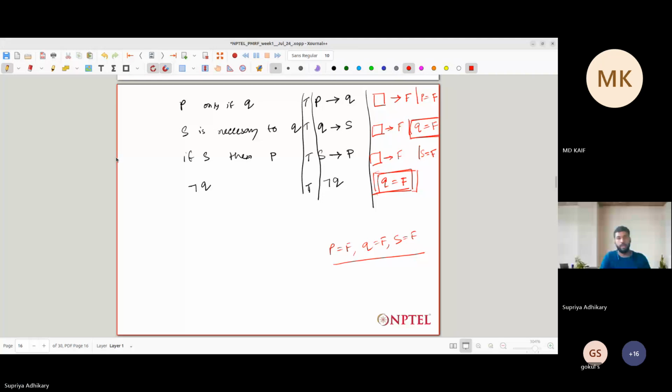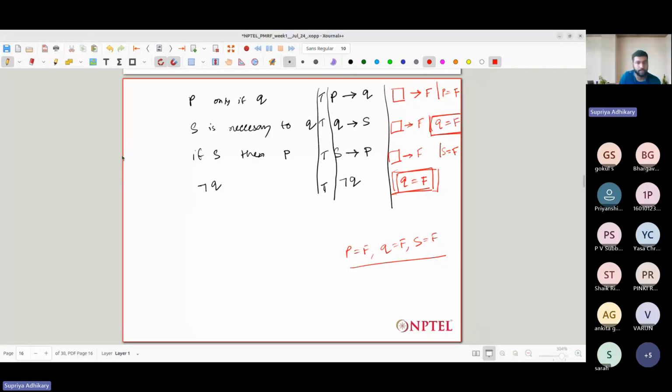So this implies must have the truth assignment F. Now over here we have P implies, which is basically the truth assignment F. So F implies both have the truth assignment F. Now the conclusion is true. What is the truth assignment then?